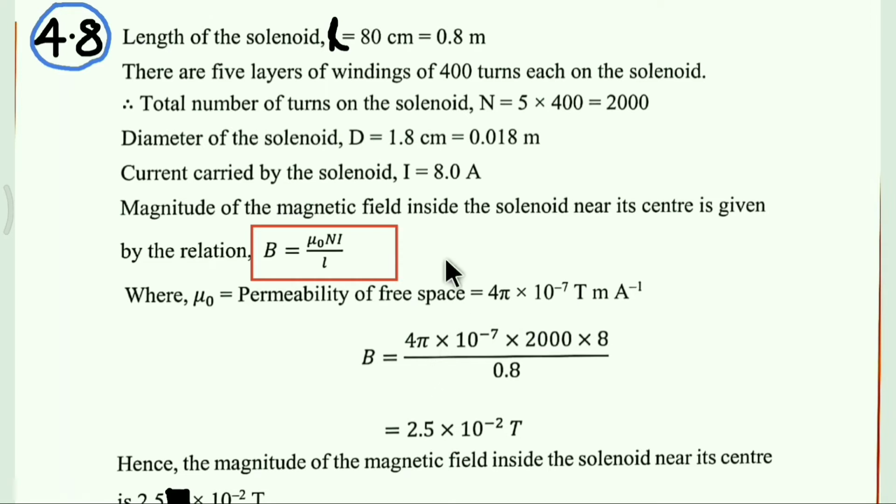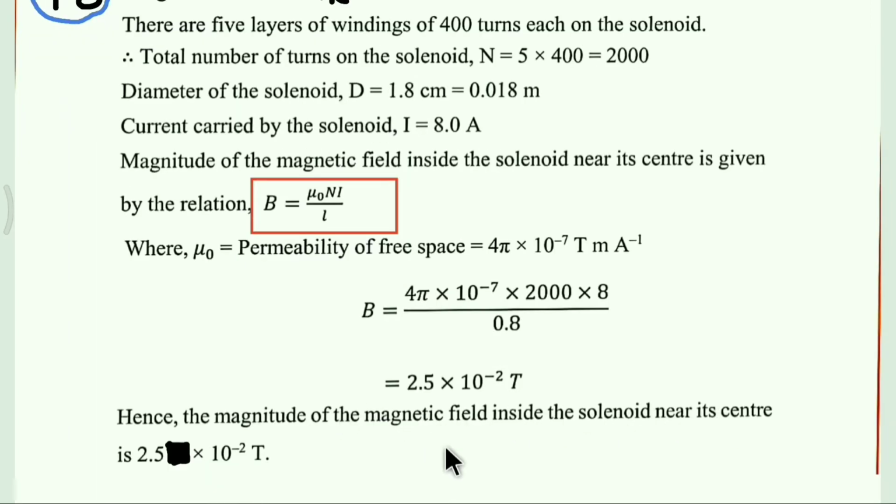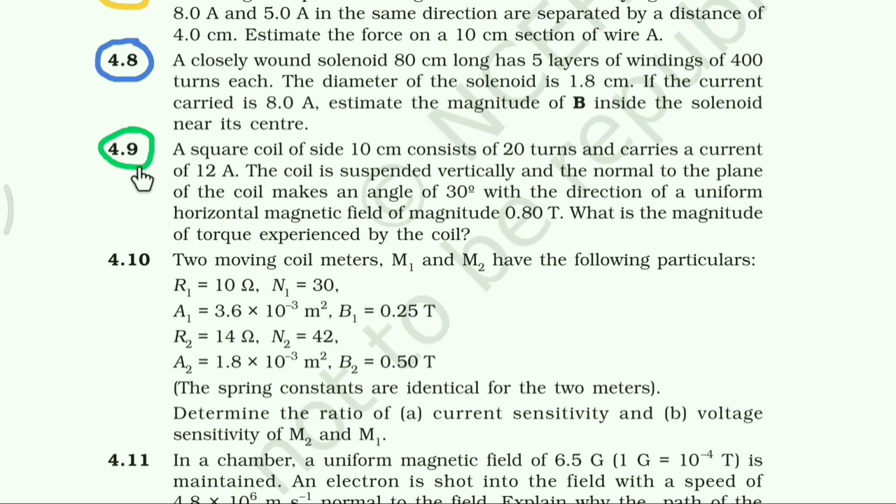Now we have inserted all the values given in the numerical problem. So it comes out as 2.5 into 10 to the minus 2 Tesla. Hence the magnitude of the magnetic field inside the solenoid near its center is 2.5 into 10 to the minus 2 Tesla. Now read the question number 4.9.